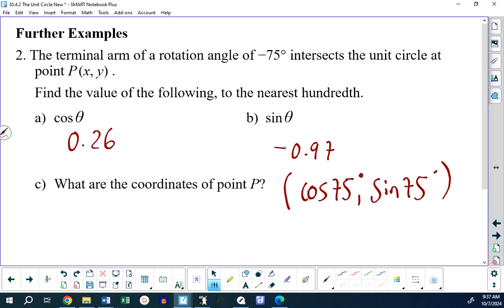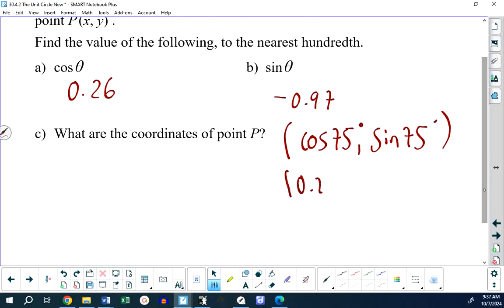These numbers that we get are the coordinates of point P. So if you wanted to write to the nearest hundredth, it would be 0.26 comma negative 0.97.